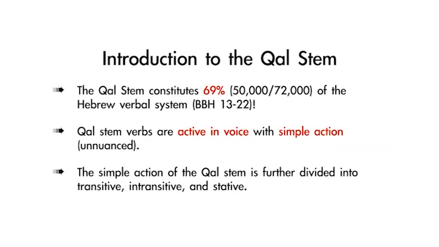Let's begin with an introduction to the Qal stem. The Qal stem constitutes 69% of the Hebrew verbal system. That is, approximately 50,000 of the 72,000 verbs in Hebrew are Qal stem verbs. And we're going to be looking at these verbs in chapters 13 through 22. So we're going to be giving plenty of time and attention to these verbs.